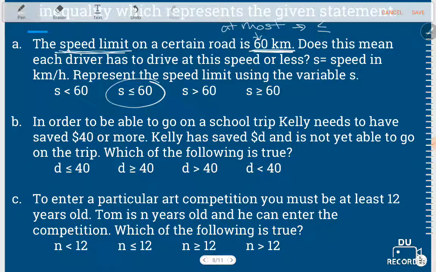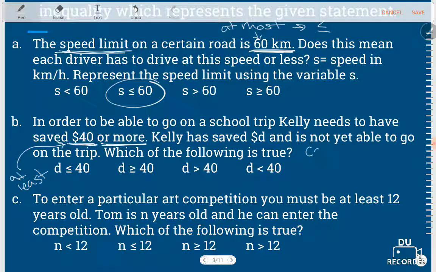Okay, B, another example. In order to be able to go on a school trip, Kelly needs to have saved $40 or more. So maybe we could say she needs to save at least $40 or more. Then it says Kelly has saved D dollars and is not yet able to go on the trip. So which of the following is true?